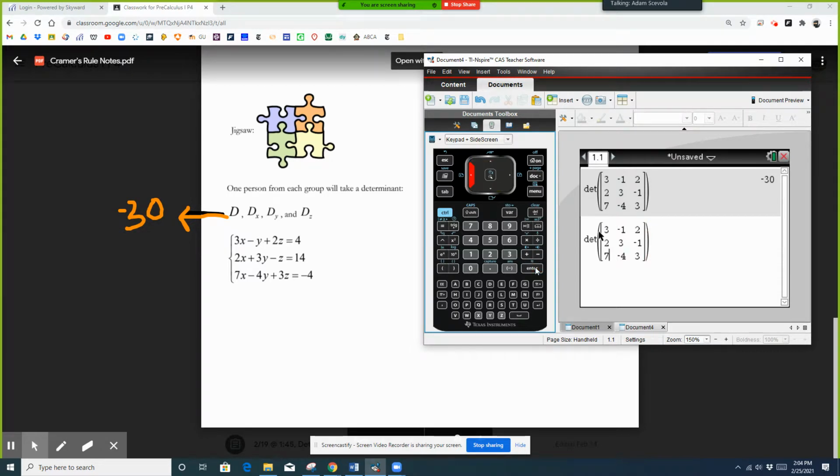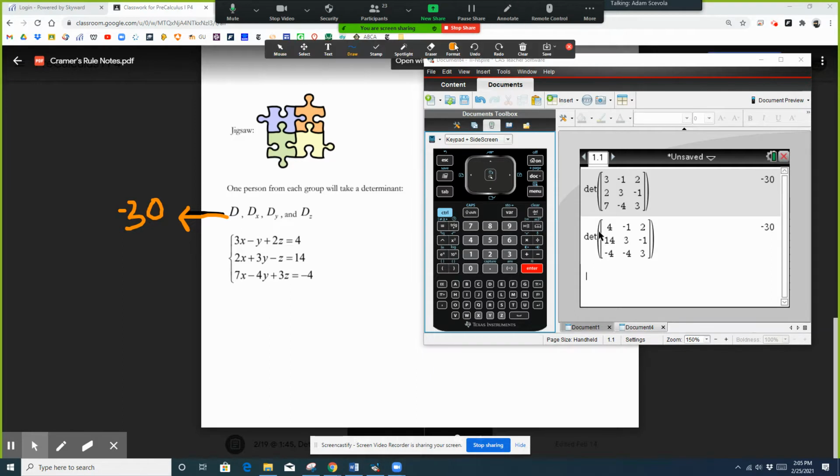So remember, our dx is just like the coefficient matrix, but the column of x coefficients, like this one that goes 3, 2, 7, is to be replaced with the constants, like what each equation equals. So 4, 14, and negative 4. All right, hit enter, and we get d of x is negative 30 as well.